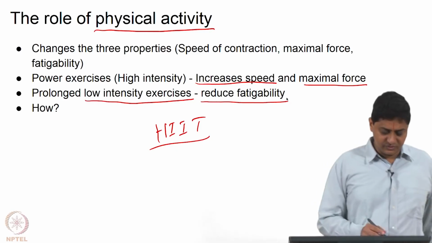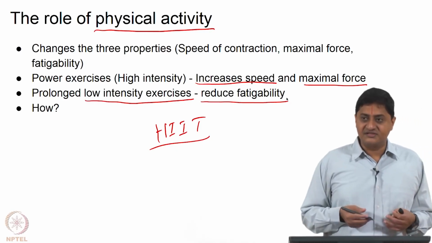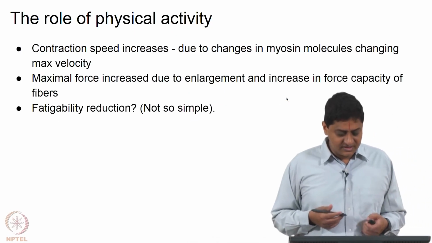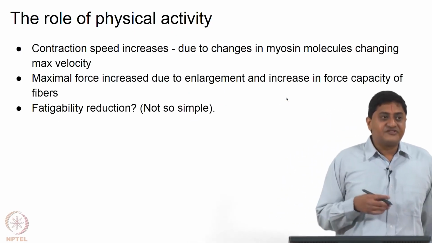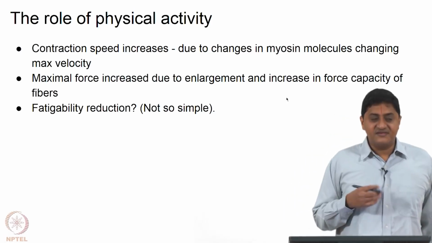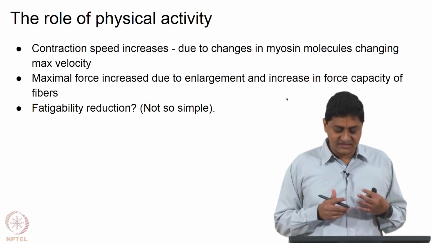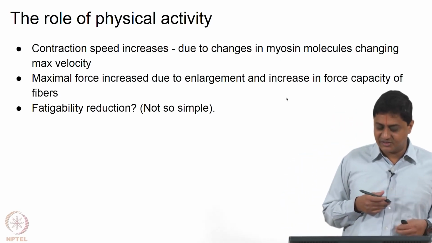How? How does this do that? That is the question. How? Is that some sort of magic that does this? The answer is no, there is a reason why. There are physiological reasons why this happens. We said contraction speed increases with weightlifting. Why? What is the process that causes this? What is the mechanism? What is the physiological mechanism that causes this?